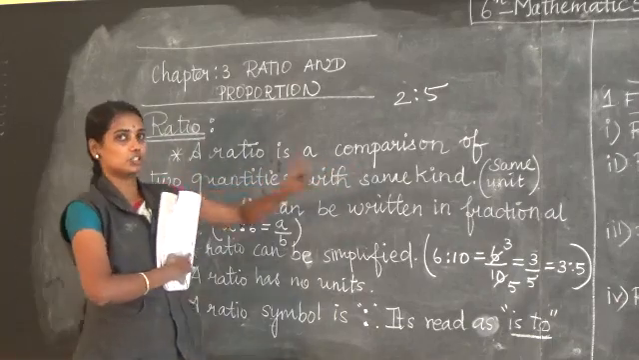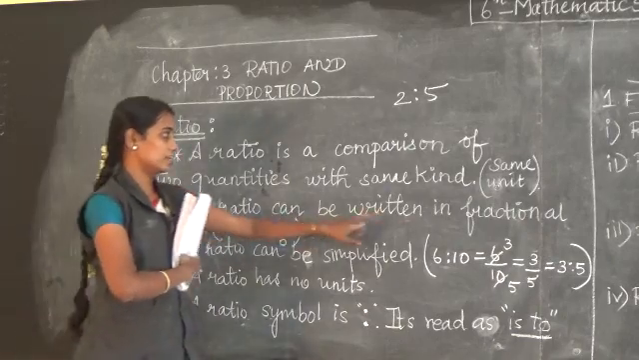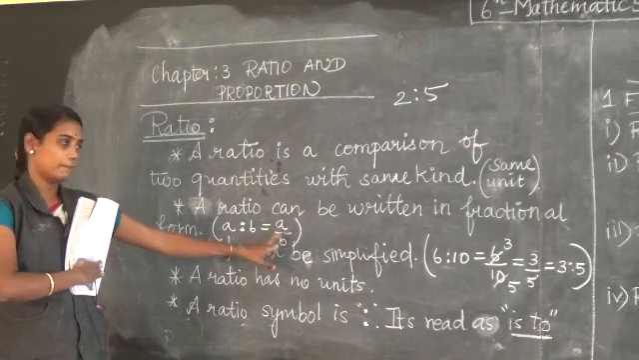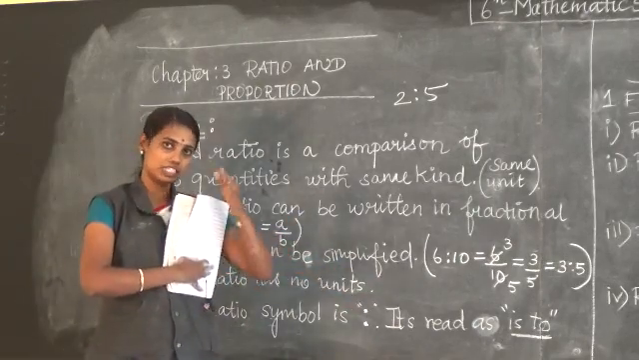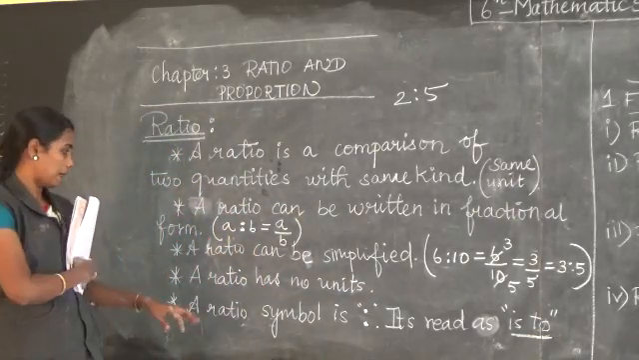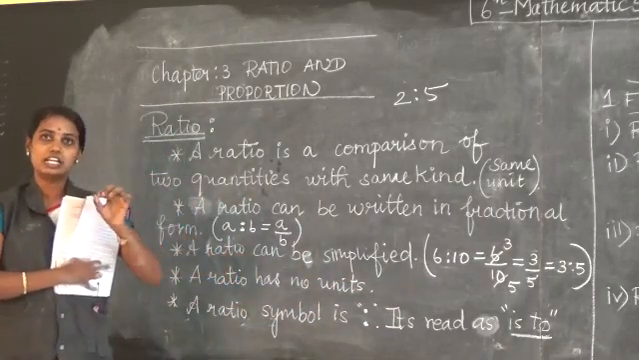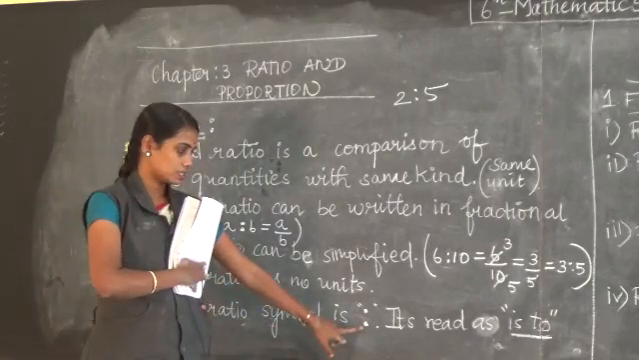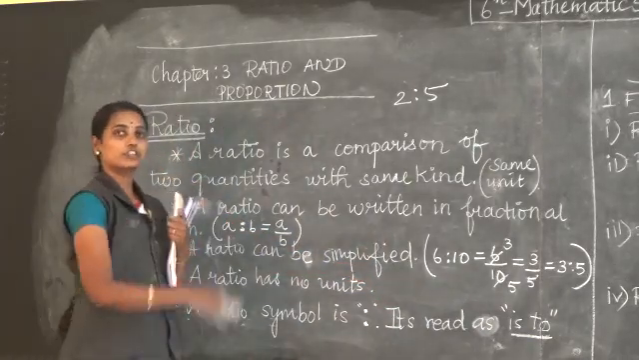Once again, I recall about ratio. Ratio is a comparison of two quantities of the same kind. A ratio can be written in fractional form. A is to B can be written as A by B. A ratio can be simplified. Simplified means dividing the numerator and denominator by the same number. A ratio has no units. It doesn't have specific units. The ratio symbol is read as "is to". Clear?